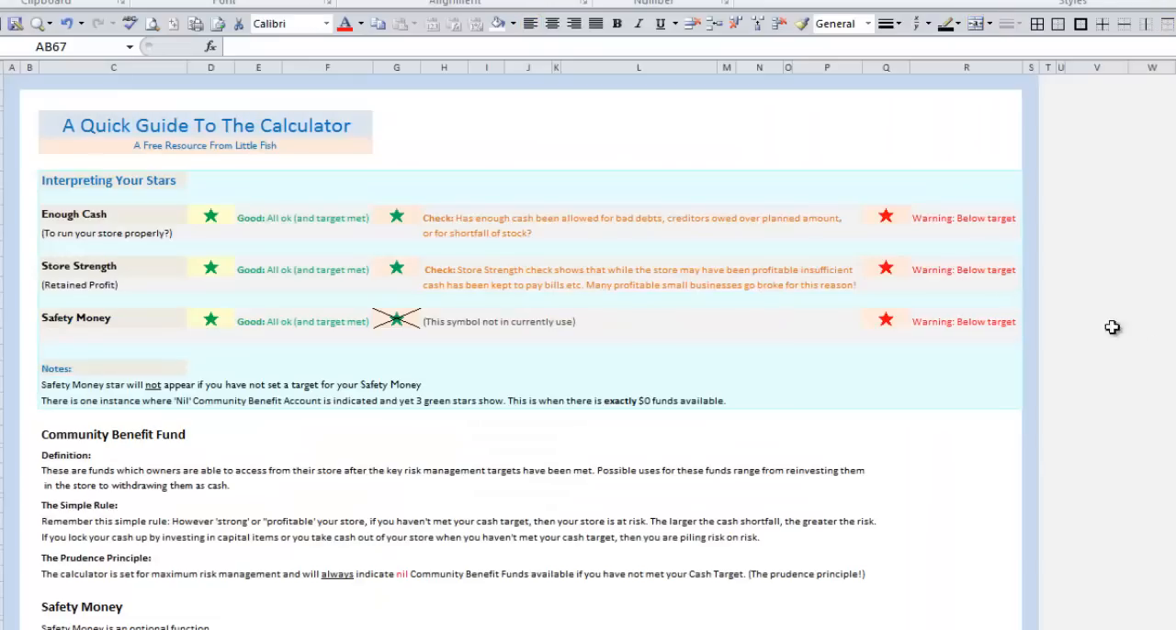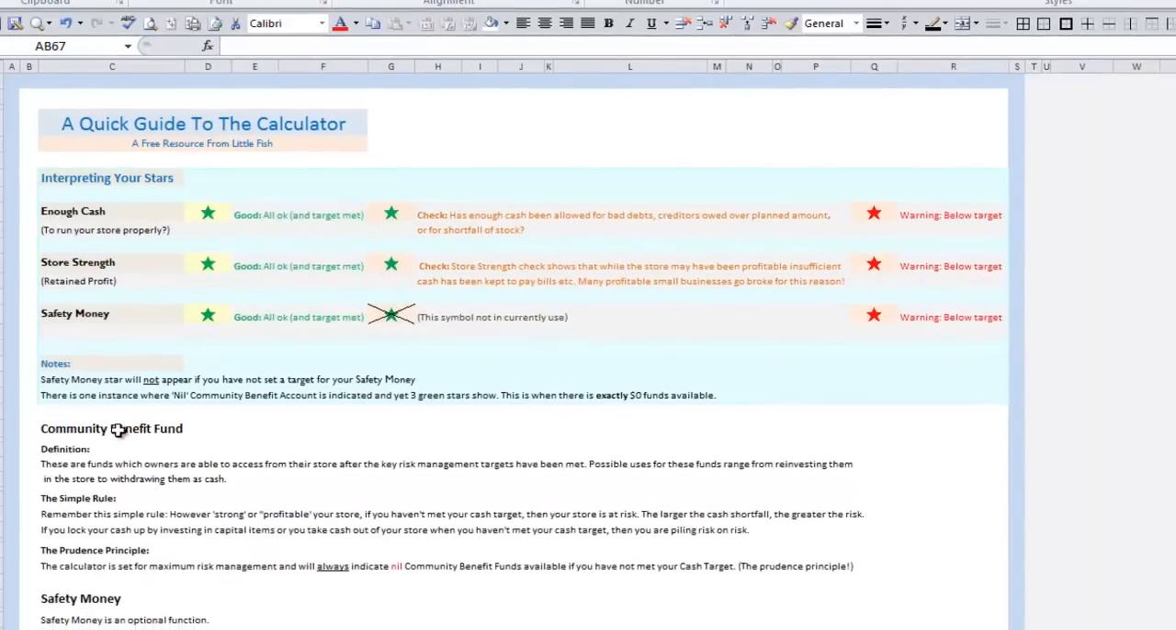Lastly, we've got the quick guide to the calculator here that explains the stars and runs through definitions and different ideas. So take a look at that and it'll give you a good clear background. It'll only take a couple of minutes.